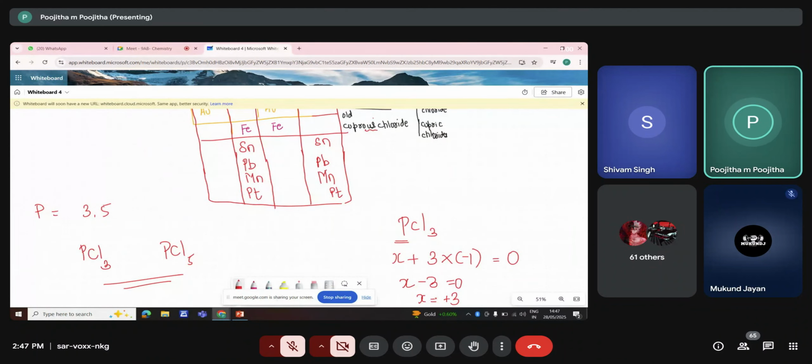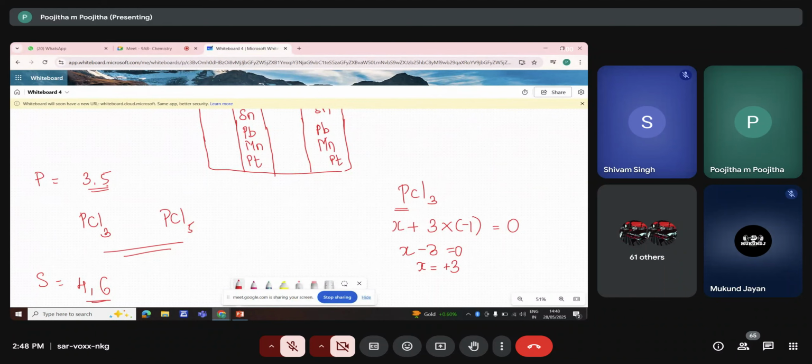Ma'am, is there any other element that shows this? Similarly, in PCl5, the valency of phosphorus is 5. Like that, the element sulfur also exhibits variable valency of 4 and 6. We don't use these valencies much. Is that fine? Yes, ma'am.